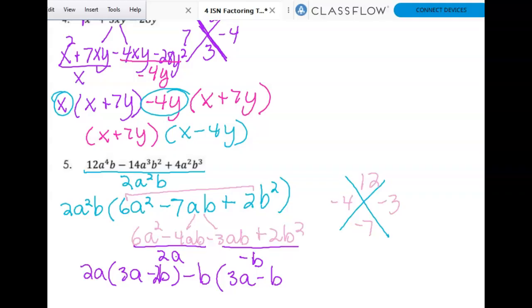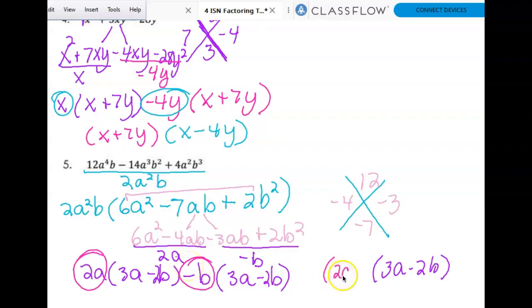Thank you. So I get 2b here. Now, do they match? They do. So I get 3a minus 2b. And then I have 2a minus b. Is that it? Is that all I need? Don't forget this, right? So I need 2a squared b.